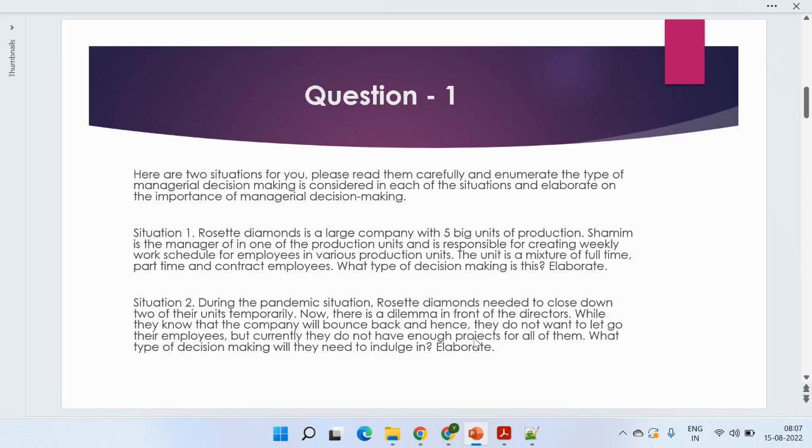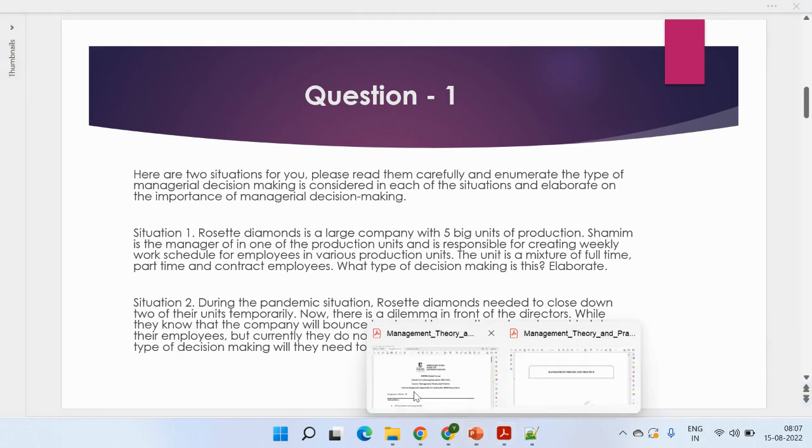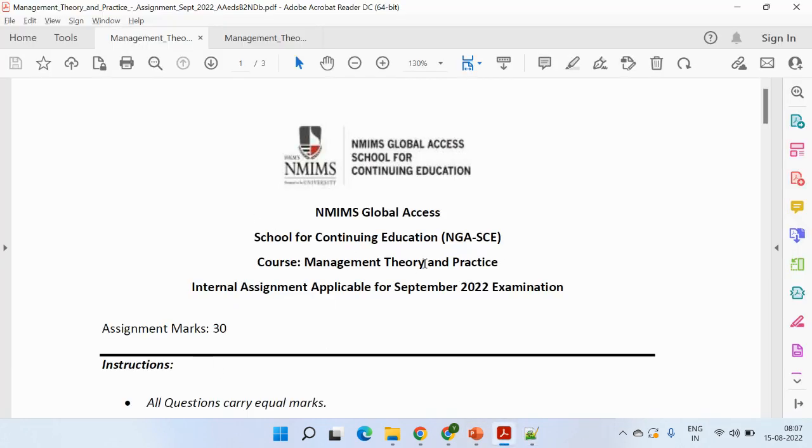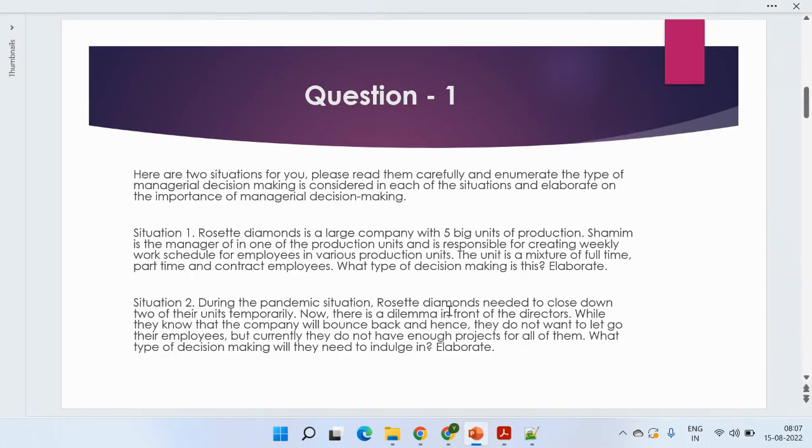Now coming back to our assignment. As we already discussed, this is the PDF, and in this video we will discuss the questions: what is being asked, what you need to write, which page numbers to refer to, and what content you can refer to. Talking about the very first question, it says: here are the two situations for you.